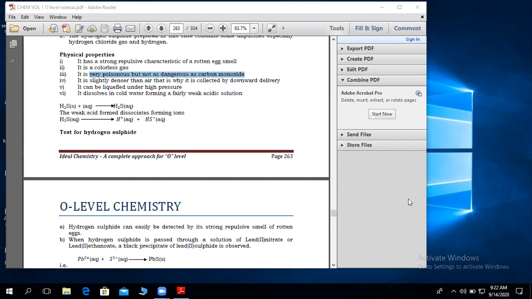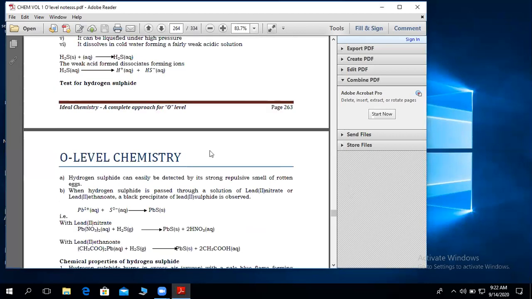Now, how else can we confirm its presence? We can also confirm its presence by bubbling it through a solution of lead II nitrate. And what happens? A black precipitate is formed.